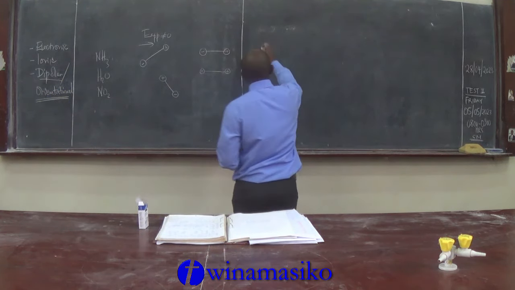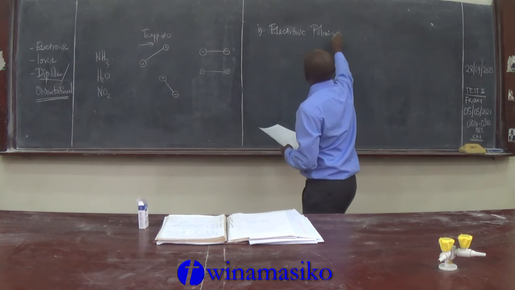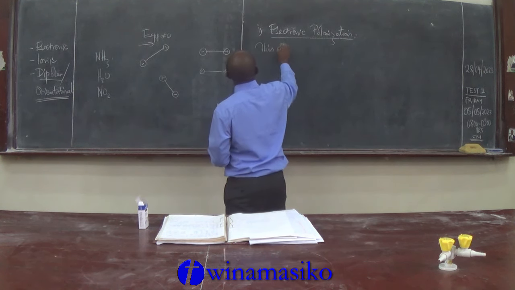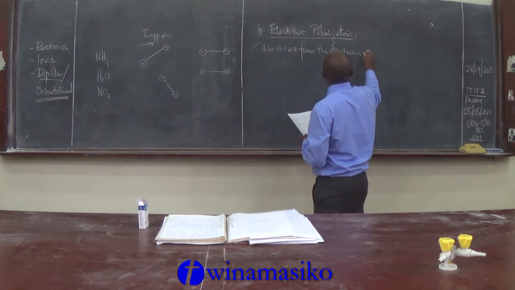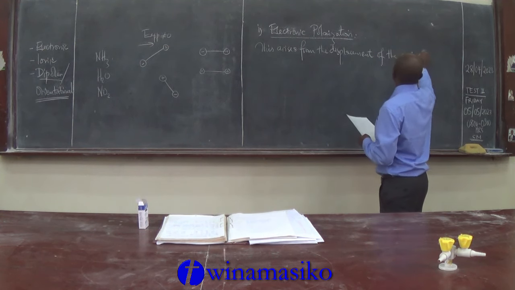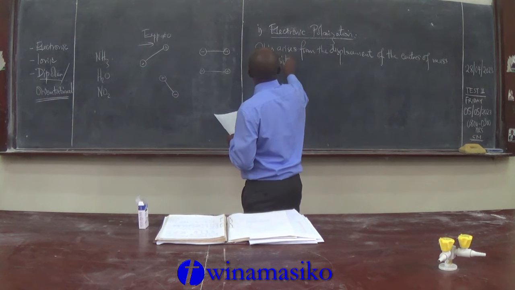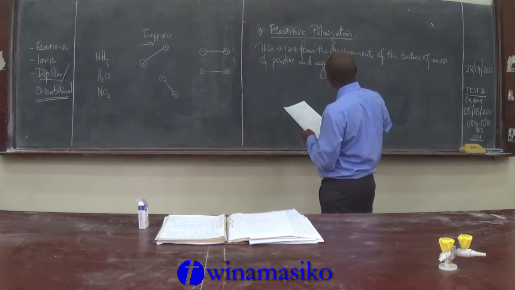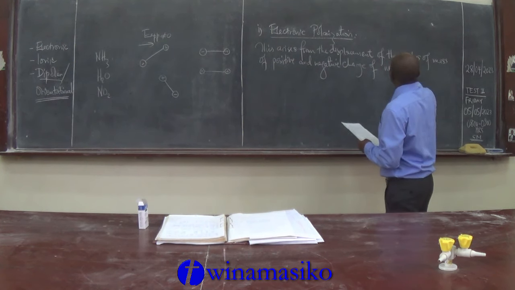So we start with the first one, which is electronic polarization. Here this arises from the displacement of the center of mass, the displacement of the center of mass of positive and negative charges that were previously neutral.